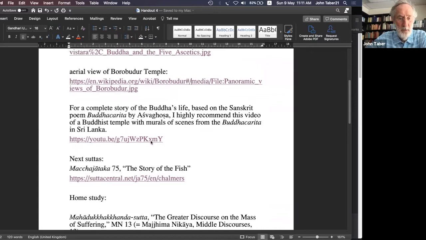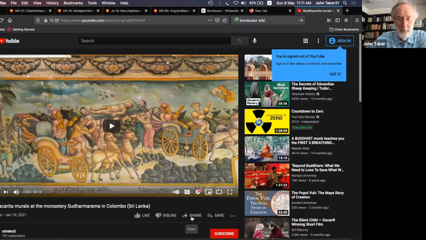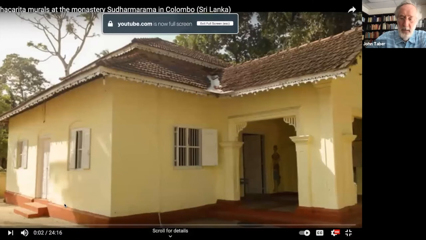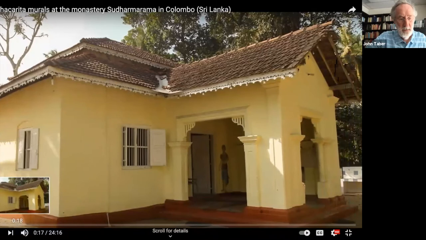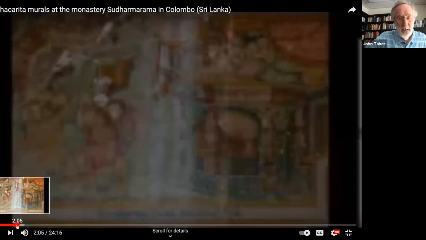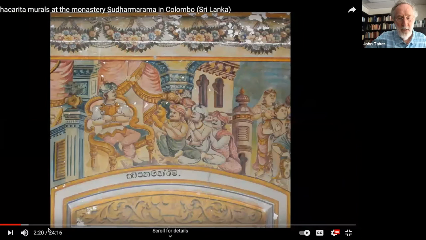Since the Buddha's birthday is coming up, there is a wonderful video of a temple in Sri Lanka that has all these beautiful murals that depict the legend of the Buddha, the life of the Buddha, going back to his birth. I'll see if I can find this. It's narrated by, I don't know who the guy is, he has a heavy German accent, but he gives a very wonderful description of these murals.